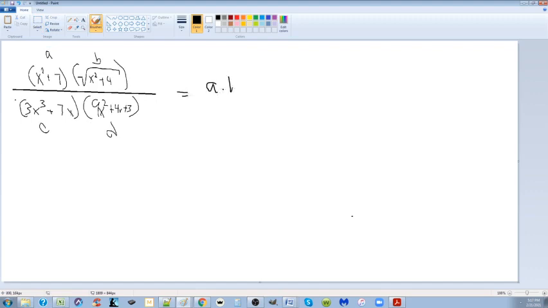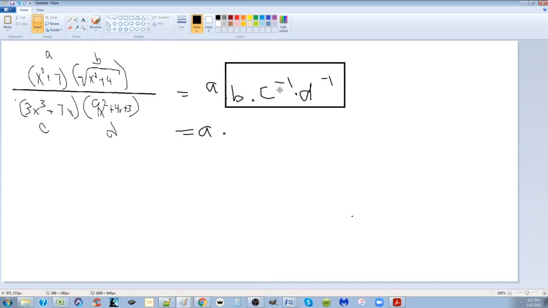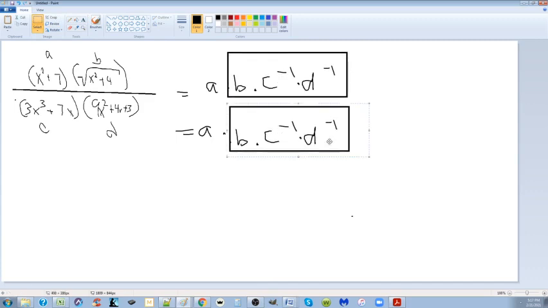This can be rewritten as A times B, which makes sense, times C to the minus 1 times D to the minus 1. Great. The product rule says I have to take this, figure out what this is, times the derivative of that. I'm going to box my derivatives. That'll make it easy. And then I'll forget about this because I want to keep it as the original thing.